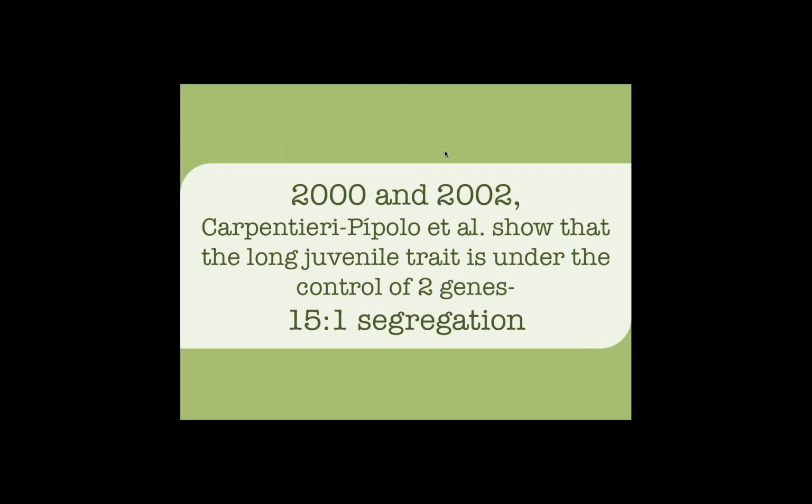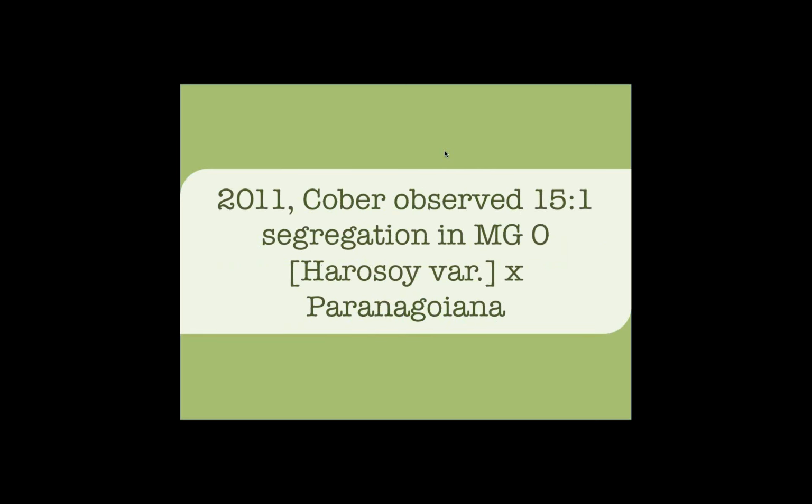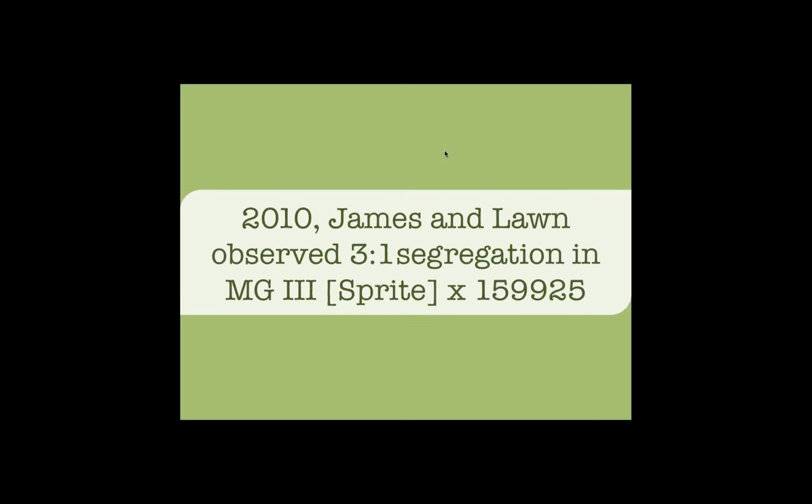In terms of genetic control of the long juvenile trait, in 2000 and 2002, this Brazilian group showed that the long juvenile trait is under the control of 2 genes. And they did this in Bragg, which I believe is maturity group 7, and they exhibited a 15:1 segregation of the long juvenile trait. And then in 2011, Alroy Kober observed that same segregation ratio again in the maturity group 0 Harosoy isoline, with Pranagoyana as the long juvenile donor.